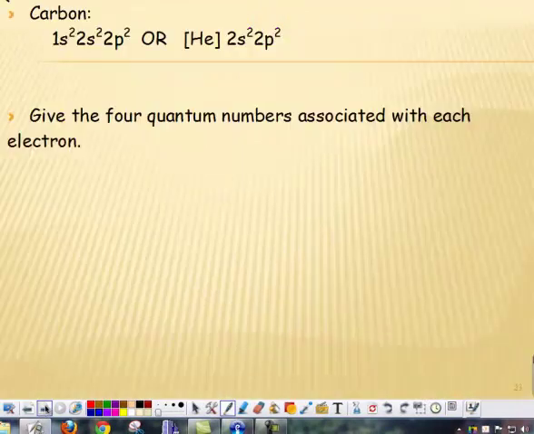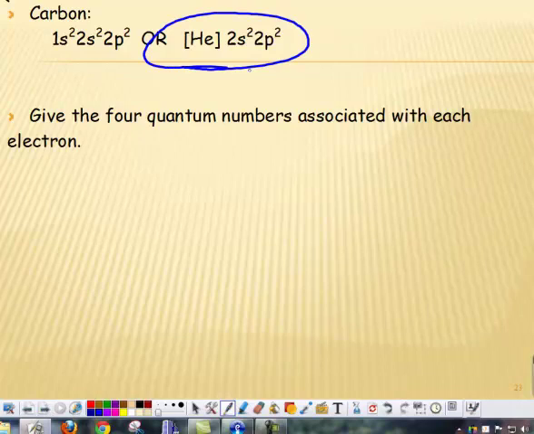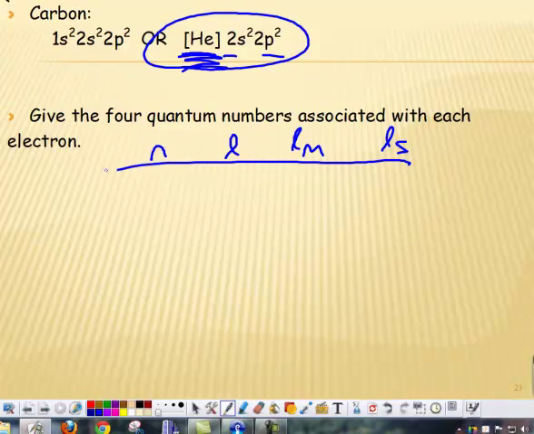Let me jump ahead to this one. Now let's do carbon, but let's do the shortcut this time, because that's how we're actually going to do this. We're going to do the shortcut electron configuration, and then we're going to write the 4 quantum numbers for however many electrons we have after the noble gas that we wrote in brackets. And so I'm just going to do it for these 4 electrons right here in the carbon atom. So helium 2s2, 2p2. I want N, L, M, and S, or L sub M and L sub S, however you're learning that. We have 2 of them in the 2s, and we have 2 in the 2p.